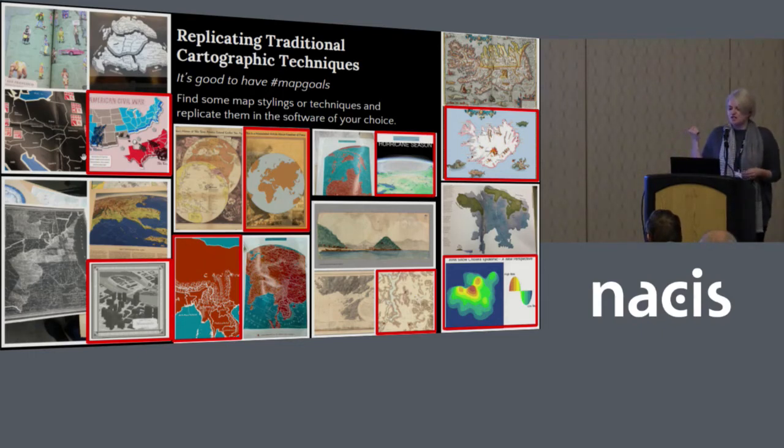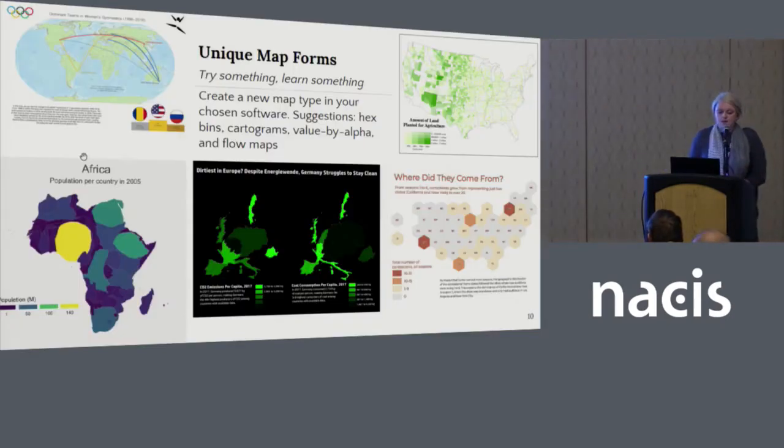The ones in red are the stuff that my students have actually produced. The ones surrounding those are the inspiration for it. And then they have to go back and try and create a map type that we don't cover in intro. So this could be a flow map, this could be a cartogram of some kind, it could be a value by alpha, hex bins, all kinds of different things.